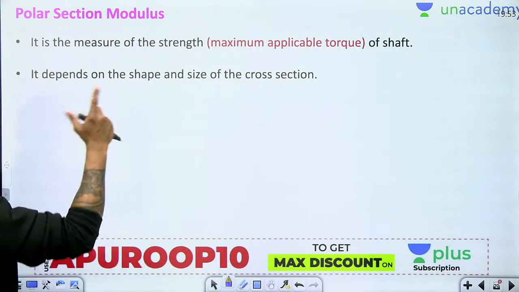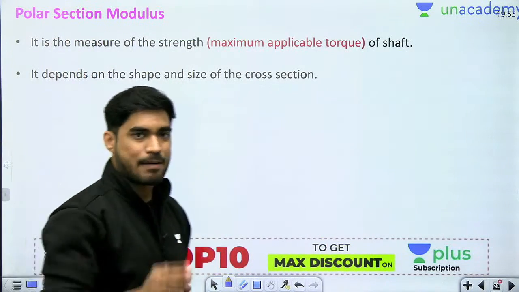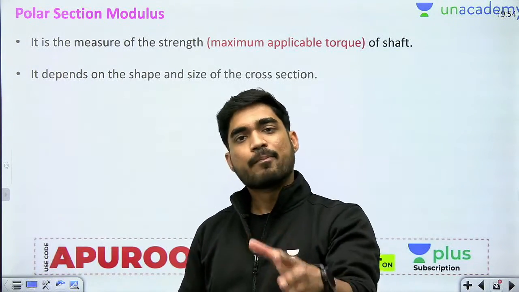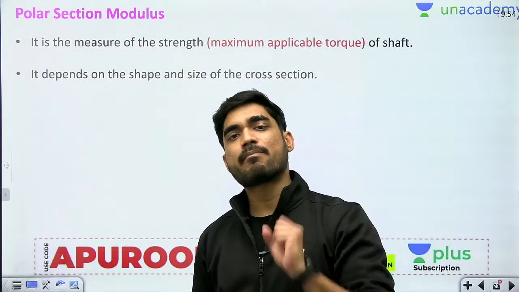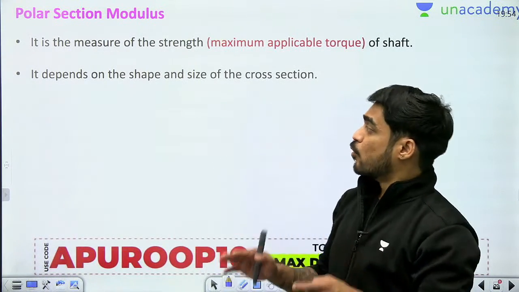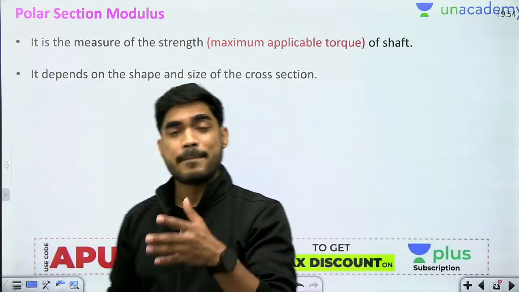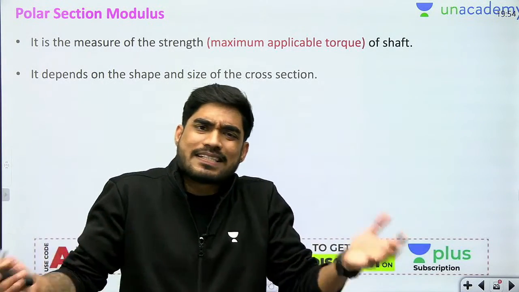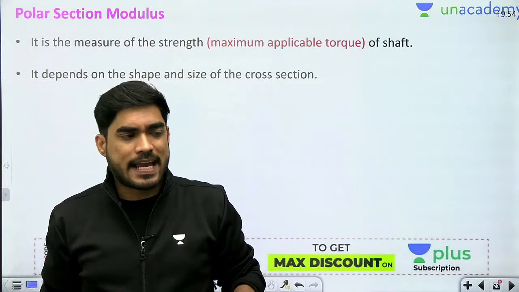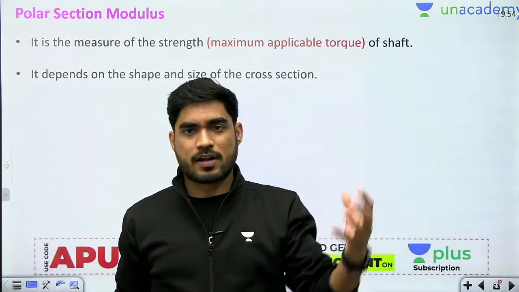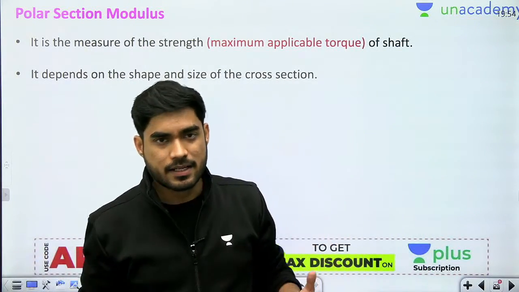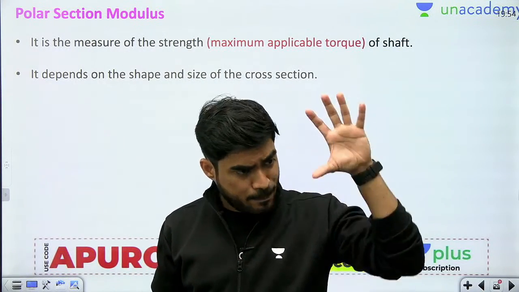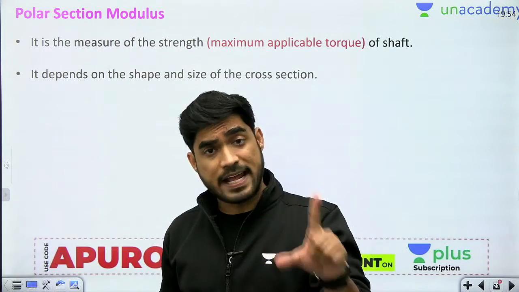Okay, for example polar section modulus. This is a very important parameter, polar section modulus. Now what do we mean by polar section modulus? Polar section modulus is the measure of the strength of the shaft. Now what do we mean by strength? How will I say that this shaft is stronger than this shaft? What will I compare? So beta, strength means how much torque I can apply on the shaft without failure.